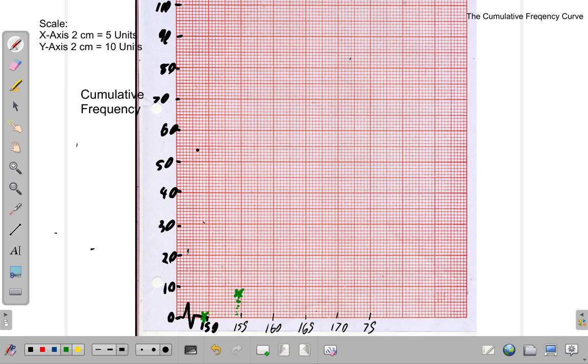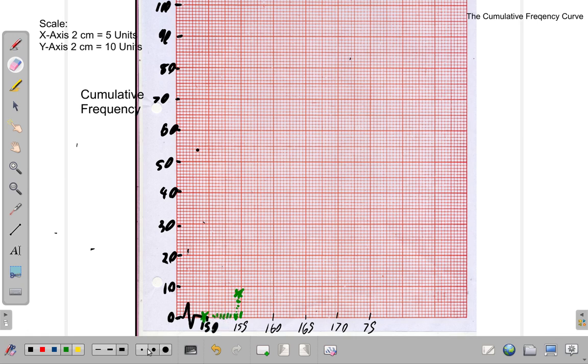Now, as for the small squares going across, you have 10 small squares between 150 and 155. You can see them here. 1, 2, 3, 4, 5, 6, 7, 8, 9, 10 small squares. That means you have 5 units divided into 10. So 5 over 10, 0.5. Each of them represents 0.5.